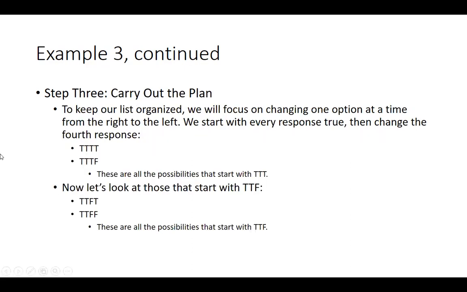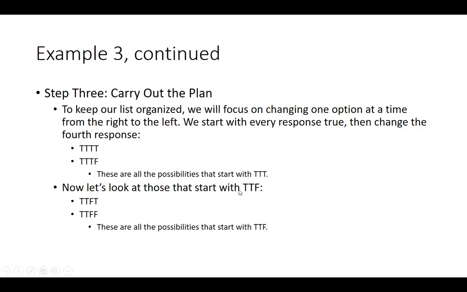Step 3, carry out the plan. To keep our list organized, we will focus on changing one option at a time from the right to the left. We'll start with every response true, then change the 4th response. So T, T, T, T. Then we'll change the last one on the right, T, T, T, F. These are all the possibilities that start with 3 trues.